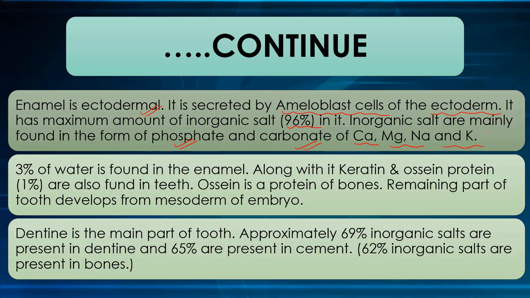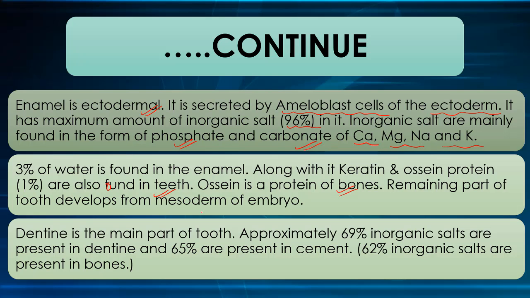Enamel is ectodermal. It is secreted by ameloblast cells of the ectoderm. It has the maximum amount of inorganic salt, 96%, mainly as phosphate and carbonate of calcium, magnesium, sodium, and potassium. 3% of water is found in the enamel, along with keratin and osein protein. Around 1% is also found in teeth. Osein is a protein of bones.